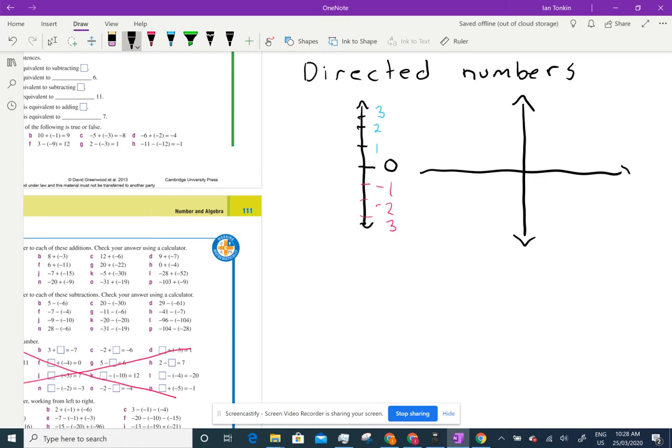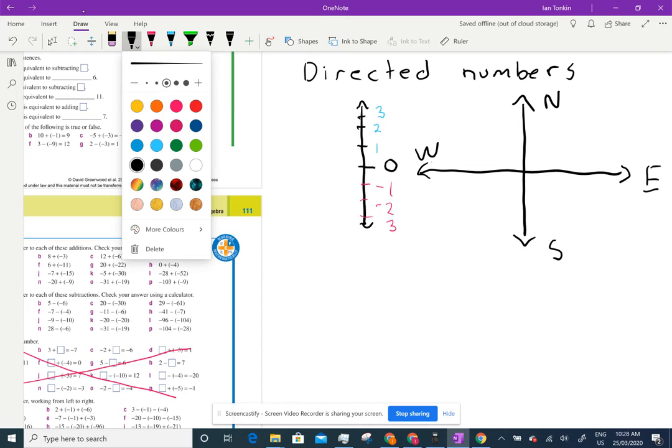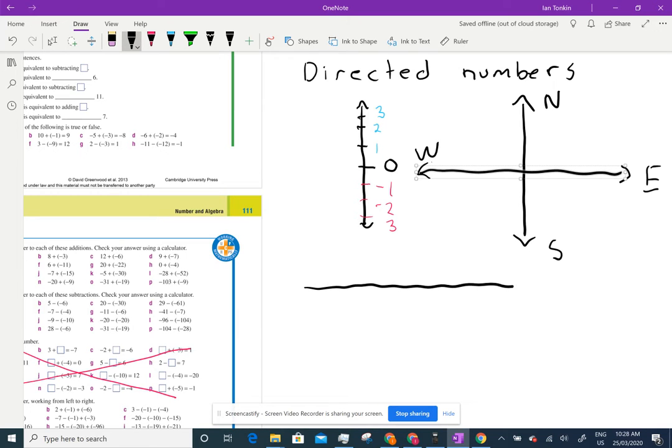If you use a map and you go north, we usually consider that positive because it's just direction. South, negative. East, positive. West, negative. But in mathematics, what we use is a number line. And a number line is just left and right. We can place all these numbers on here.